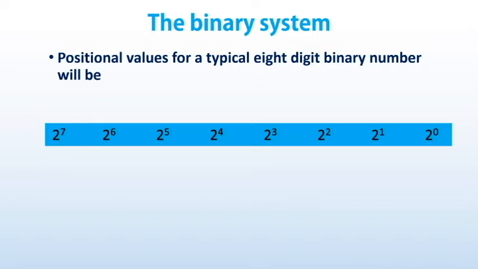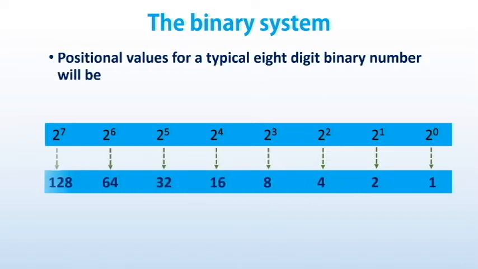Now, when we calculate this, 2 raised to 0 becomes 1, because anything raised to 0 is 1. 2 raised to 1 becomes 2. 2 raised to 2 is 4, and so on. So we get 2 raised to 7 as 128.